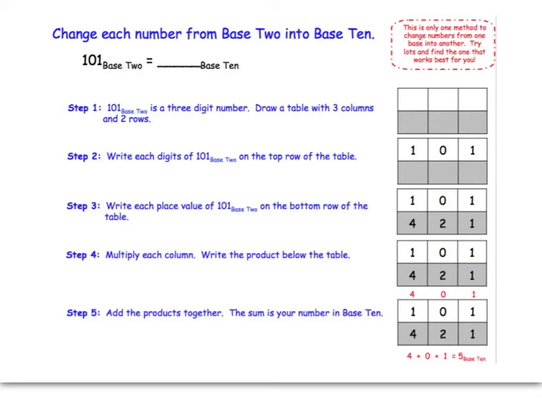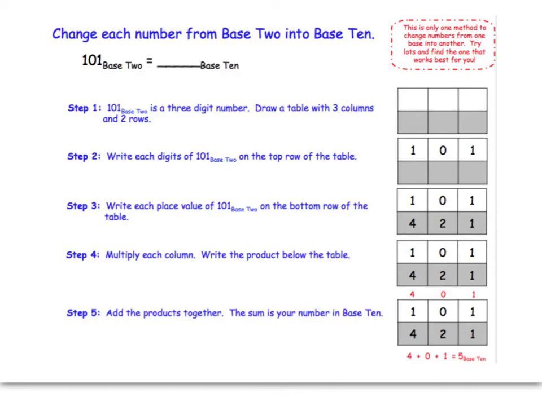Step number 2 says, write each digit of 101 in base 2 on the top row of the table. It looks like we're just taking our digits over here and writing them on the top. Easy enough. Step number 3 says, write each place value of 101 in base 2 on the bottom row of the table. So we know that this is the 1's place, this is the 2's place, and this is the 4's place in base 2. Now we're going to need to do some math. Step number 4 states, multiply each column, write the product below the table.